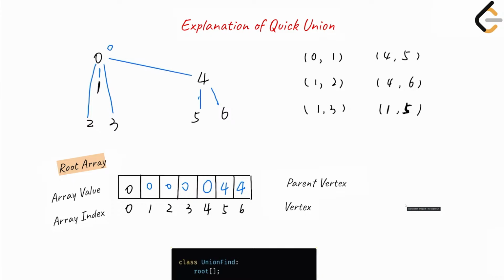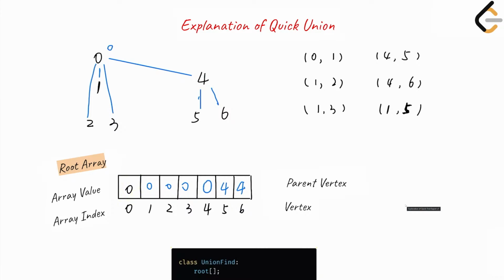Now, for elements 5 and 6 in the array, their parents are both 4. But 4 is not the final root. This is different compared to QuickFind. With QuickFind, the root node is stored directly in the array. However, for Quick Union, we must traverse the parent nodes until we find a node such that its parent node equals itself. Then, we have truly found the root.